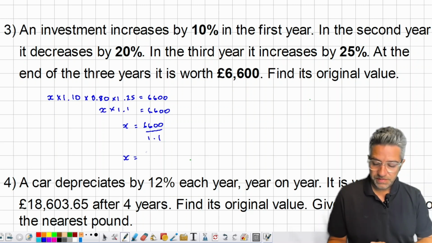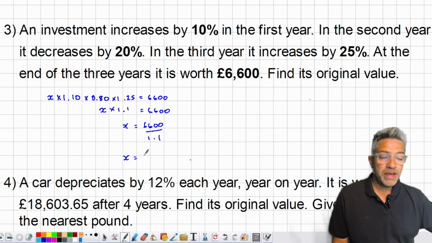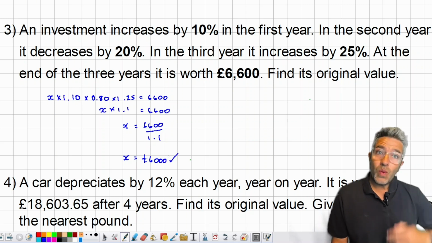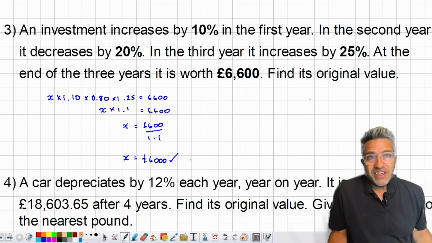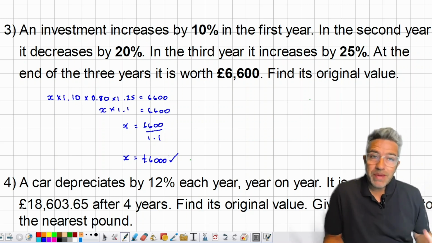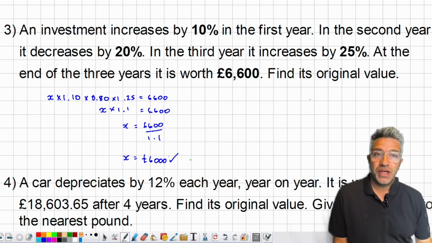X equals, execute, and as we'd anticipated, our final answer is £6,000. So we have seen an increase. It was an investment worth making, because investments don't always go up. We hear about the stock market crashing and such like. But in this case, after 3 years, on a £6,000 investment, we have made £600.